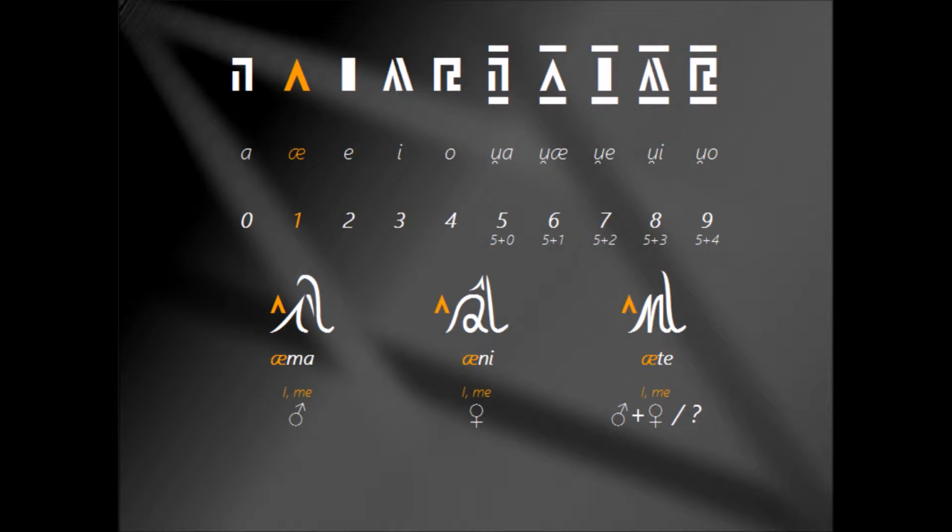Aima, aini, aite for the first person singular, ema, eni, ete for the second person singular, and ima, ini, ite for the third person singular. The plurals will employ these liska: uaima, uaini, uaite for the first person plural, uema, ueni, uete for the second person, and uima, uini, uite for the third.